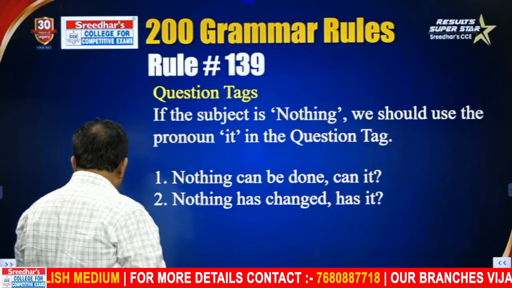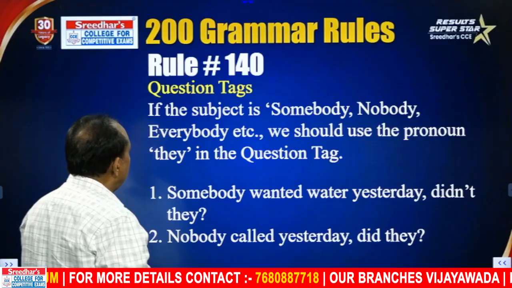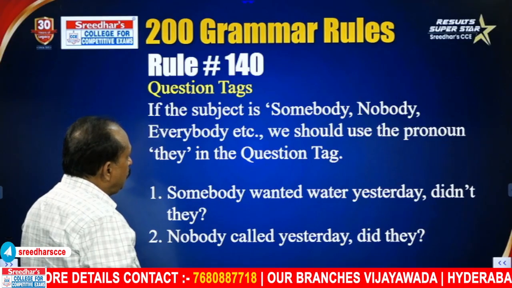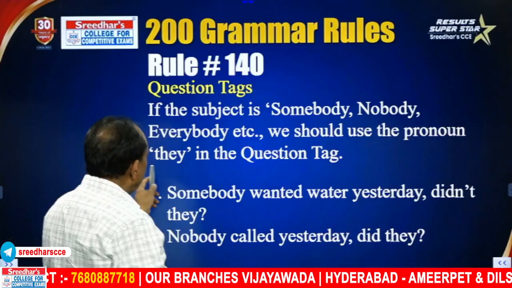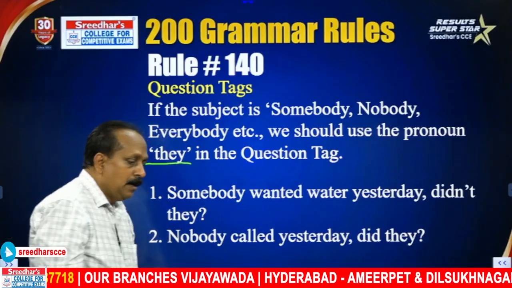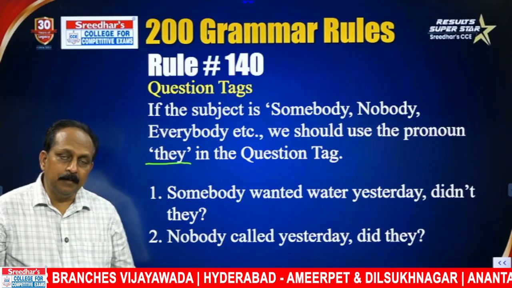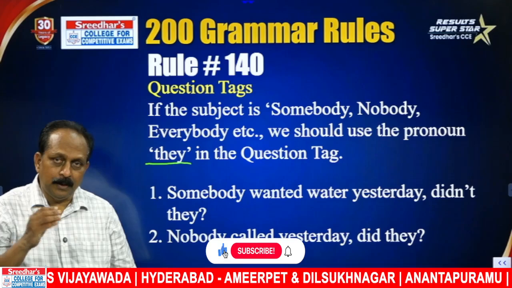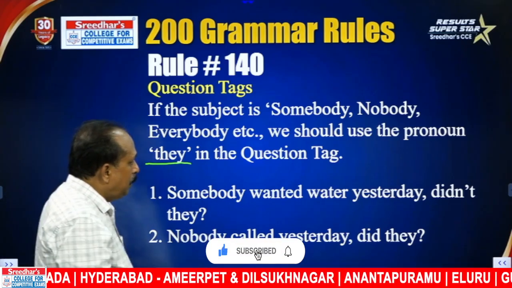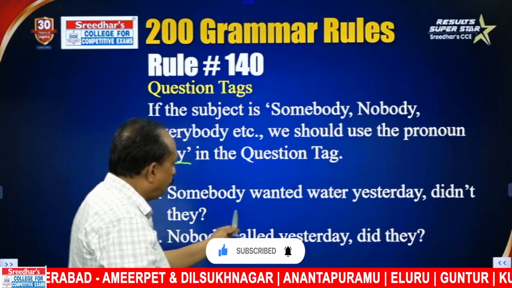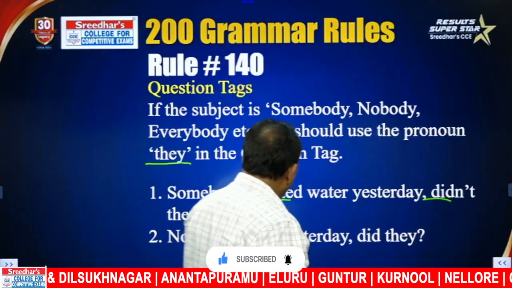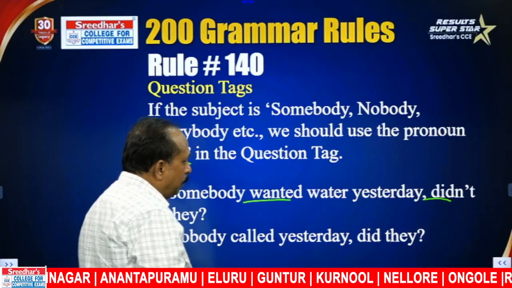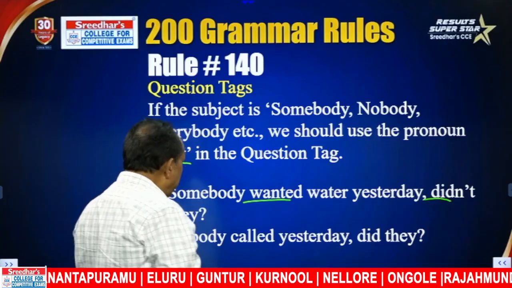Coming to rule number 140, if the subject is somebody, nobody, everybody, etc., we should use the pronoun they in the question tag. This is also very important. They have given it in many exams, only a few can answer. Somebody wanted water yesterday, past tense, and what is the appropriate helping verb? Did. And here somebody is not a negative word, and we have to use the word not. Didn't they?